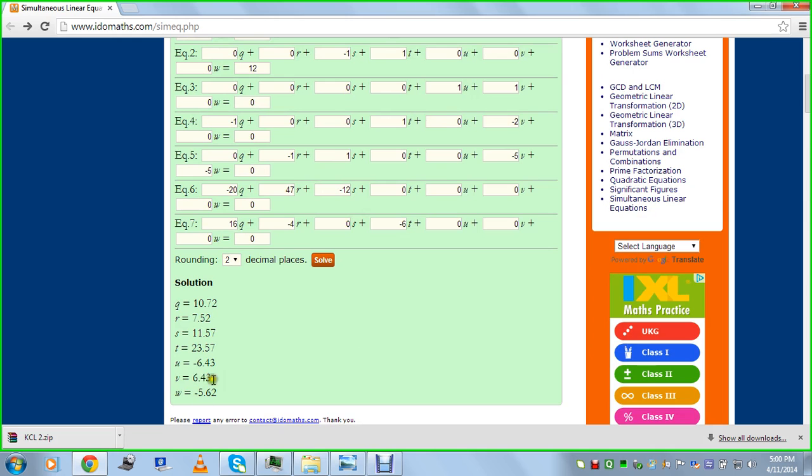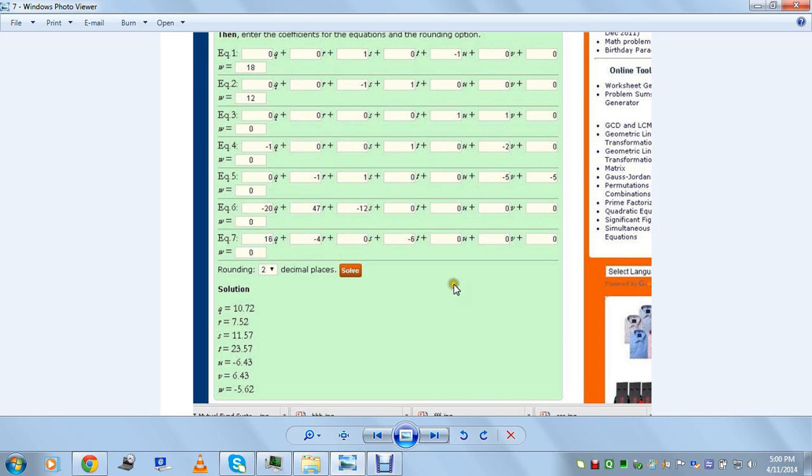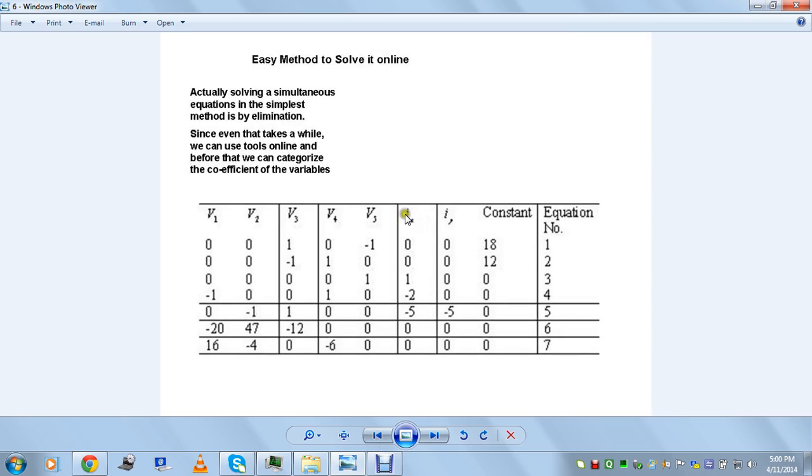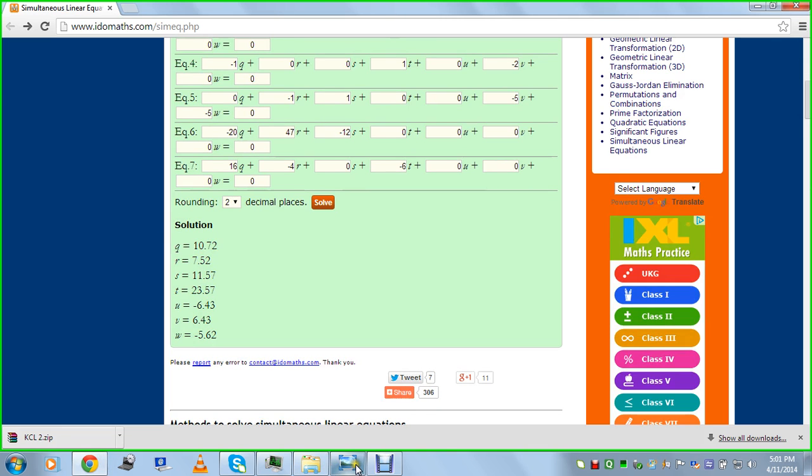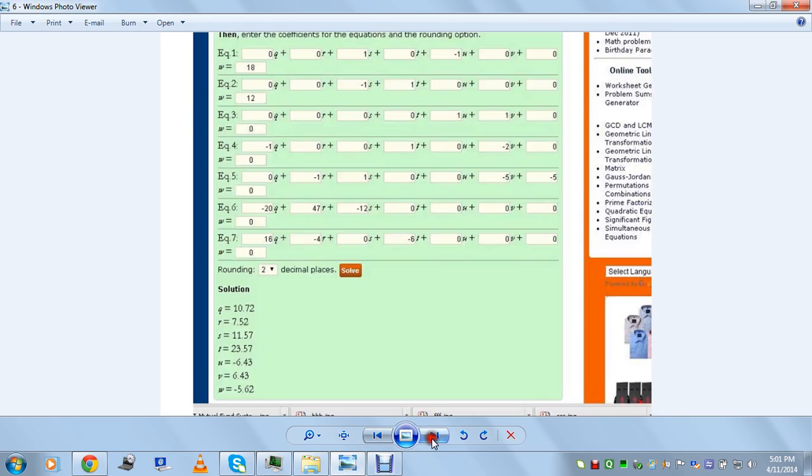The last two variables are ix and iy. According to that I have constructed this table q, r, s, t, u, v and w. So we got the values as in the website here. You can see I have just taken a snapshot of those values: 10.72, 7.52, 11.57, 23.57 and minus 6.43. All these are volts.